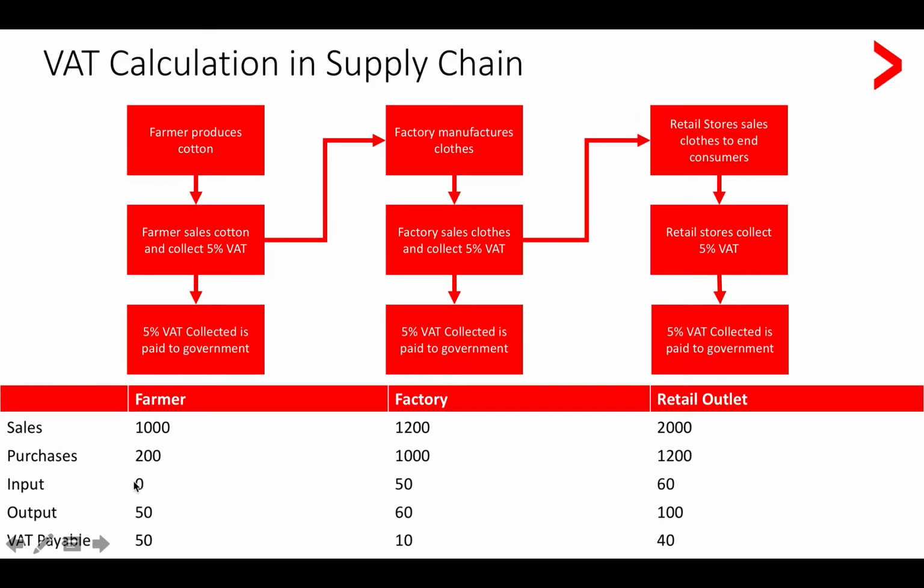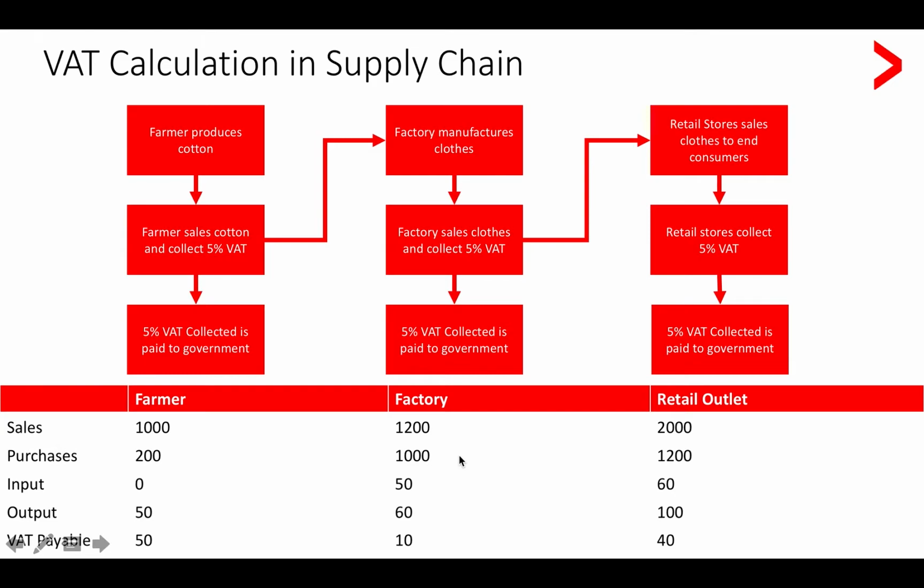If you look, the farmer has an input VAT of 0. That means the farmer purchased something from an unregistered VAT supplier. So when you are purchasing something from an unregistered VAT supplier, your supplier will not charge you VAT, and you don't need to record an input VAT. In that case, the farmer only collected output VAT of $50, which is payable to the authority.